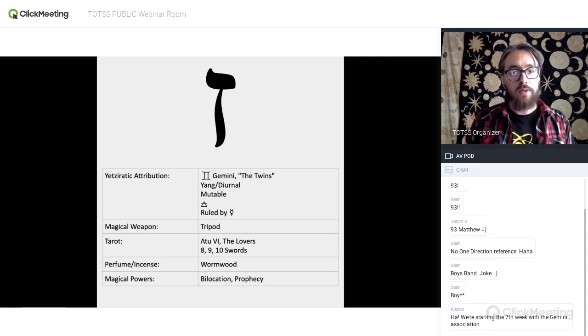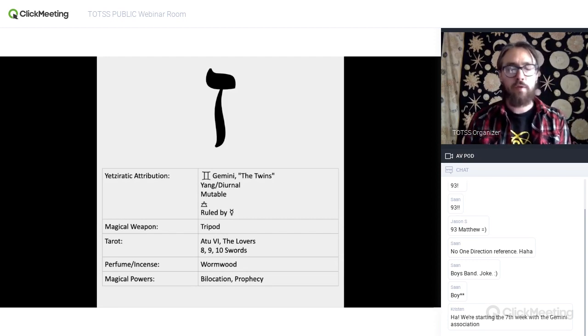So in the tarot, this is Atu 6, the Lovers. Interestingly, in the Marseille deck, it's the Lover, singular. It's a single man, usually pictured as standing between two women. But that gets changed into the Lovers, which is an interesting thing to reflect on. And then we can also see the 8, 9, and 10 of swords related to Gemini. Those would be attributed to the 3 decans of Gemini, the divisions of the sign into 10-degree sections, and each would be ruled by a separate planet. But that's not super relevant for what we're doing here.